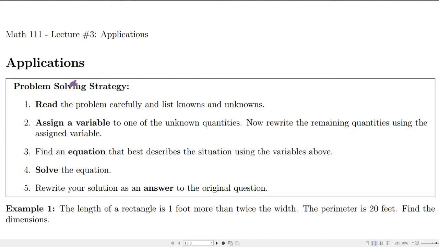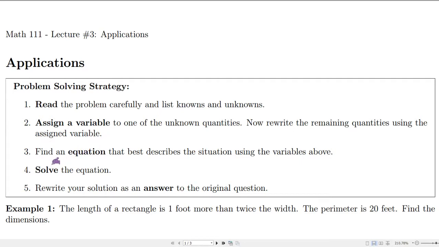So the suggestion is to read the problem carefully and list knowns and unknowns. Sometimes you'll do this along with the second step, which is to assign a variable to one of the unknown quantities, and then you're going to rewrite the remaining quantities using that assigned variable. So you may have several unknowns, but once you fix one of them to some variable, say x, then you should be able to represent the other ones in terms of that x, and we'll see many examples like this.